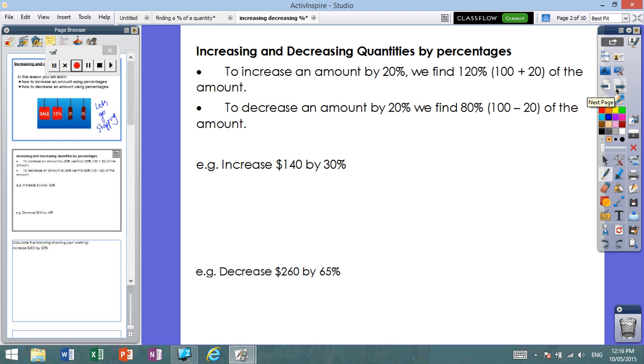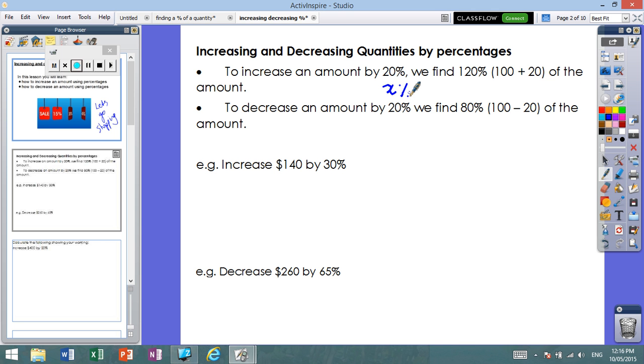It's really important that you understand the theory behind this, and I'm going to use a little bit of algebra to help you out here. To increase an amount, let's say for example by 20%, we need to find 120%, so 100 plus 20, because we're increasing by 20%, so it's 100% plus 20% of the amount. But it might not always be 20%, so we just call that X percent.